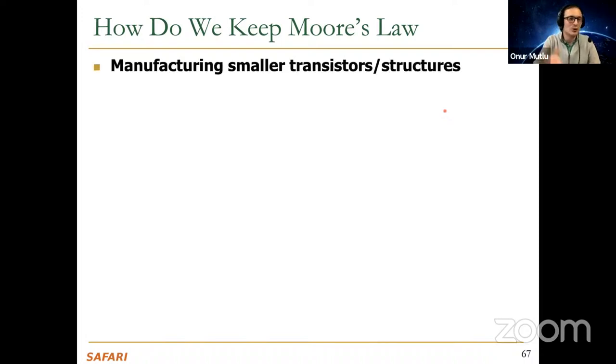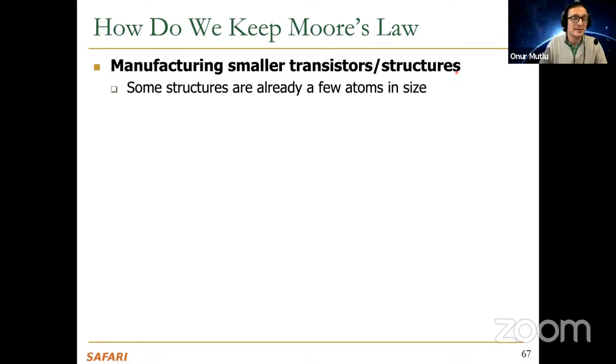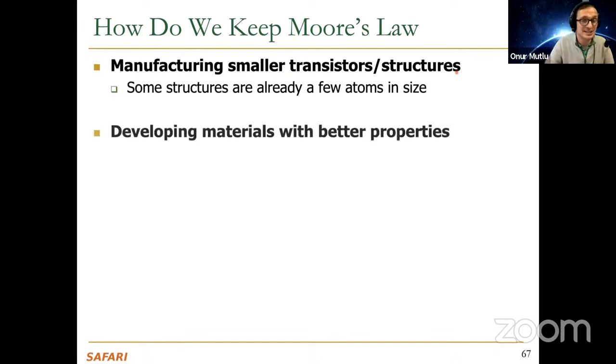Okay, and I think Moore kind of projected things like that, even though he didn't really write into that much detail. So keeping Moore's law is not easy today because it requires manufacturing ever smaller transistors and structures. And as I said, Apple's M1 chip, for example, has a size of 5 nanometers, right? It's very small today. Can you get down to 1 nanometer? I don't know, basically. Some structures are already a few atoms in size, basically.